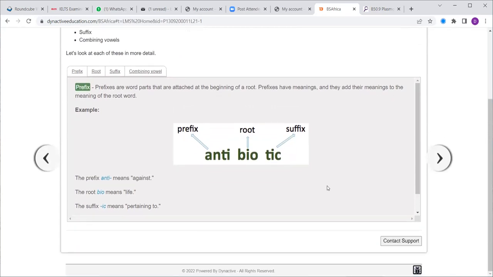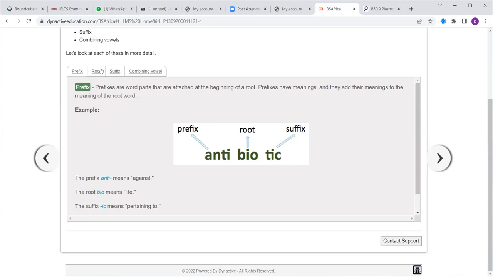Are you with me on this? I'm here. I'm here, sir. When you take the first one, antibiotic. It's a common medical term we all know. It's made up of 3 word parts. So anti, bio, and tic. Anti means against. Bio means life. Then ic means pertaining to.